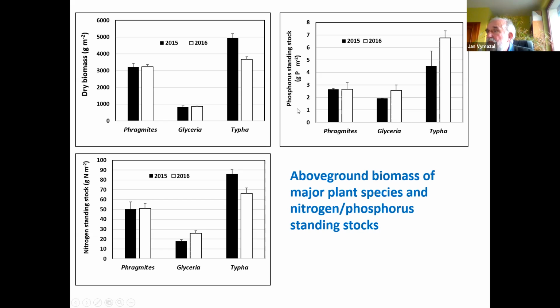And here are the phosphorus standing stocks. That means the amount of phosphorus or nitrogen in this picture, which are sequestered in the above ground biomass per square meter. This is always affected by concentration and the biomass, but the biomass is more important. So no wonder that Typha has the highest standing stock. So you see up to 90 grams per square meter of nitrogen can be sequestered in the plants and subsequently removed if we harvest the plants.